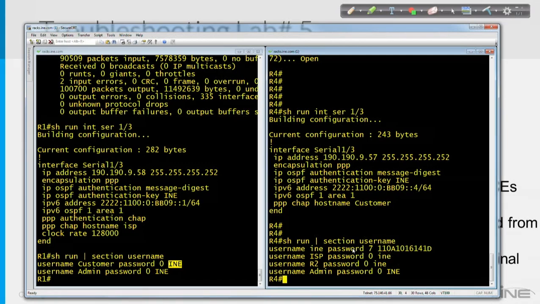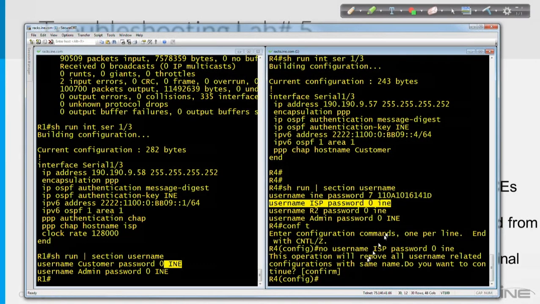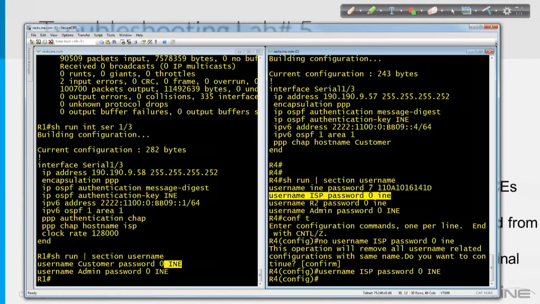If you remember building this lab, R1 is configured correctly. The username and the password are supposed to be in caps. So let's go ahead and fix this here on router 4. So we will take out this one that's wrong. Okay, now we'll put it back in with the correct password.